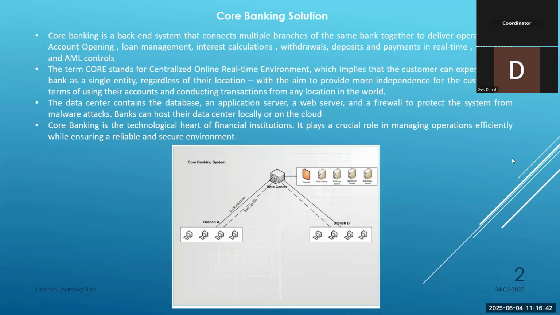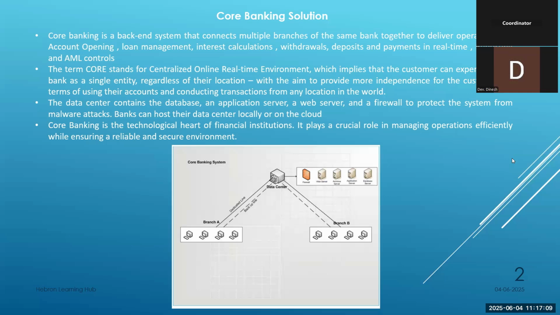So core banking systems means, what is core? Core is a centralized online real-time environment. So there are three parts to it. It should be centralized, correct? So the one data center connects all the bank branches. All the bank branches are connected to a single data center.